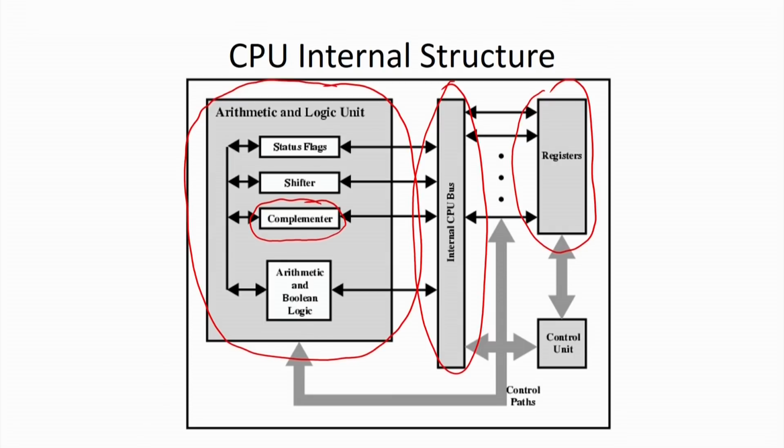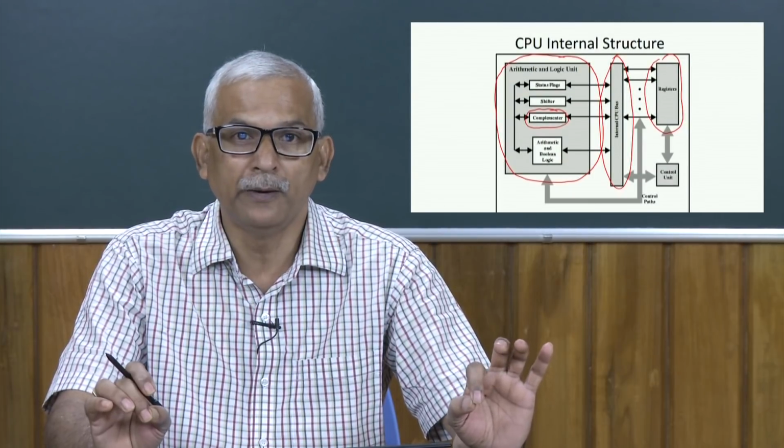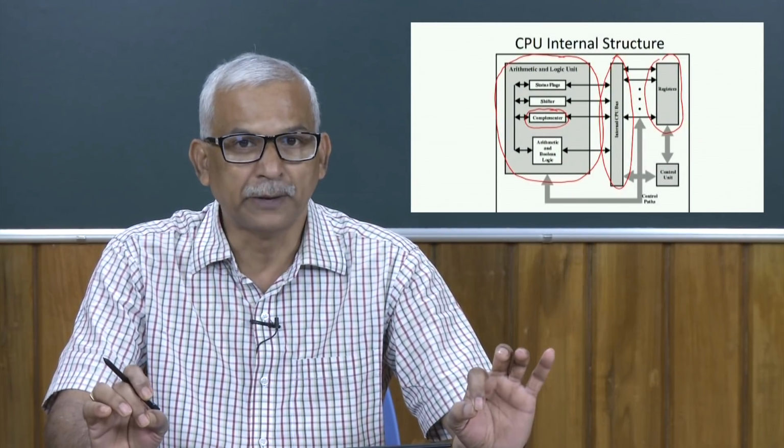So, from these registers we can place the information on this internal connecting wire, the bus. From that it will go to the ALU. The ALU will perform the operation and the result will be transferred again through the bus to the registers if we want to store the result. Now, we have to perform this operation in a systematic way.